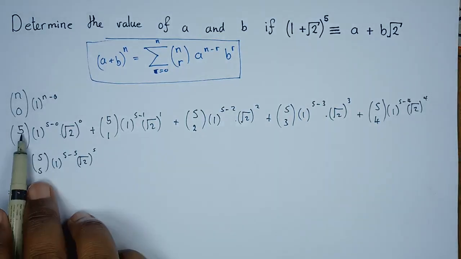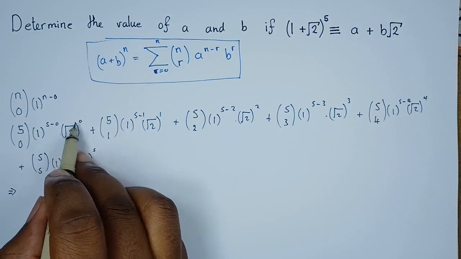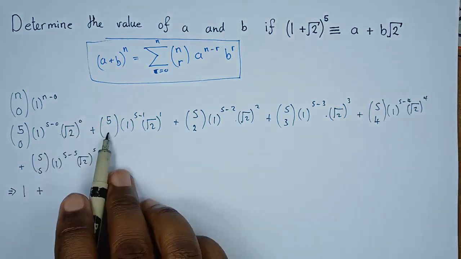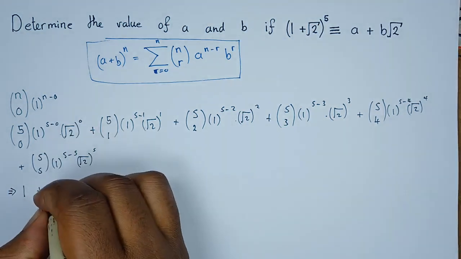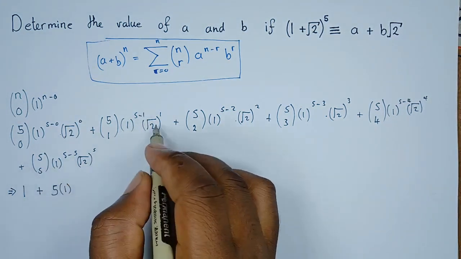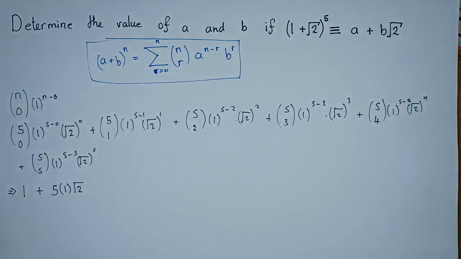So this implies that 5 combine 0 is 1. 1 to the power 5 is 1. This to the power 0 is 1. So everything here is just 1. Plus, what do we have here? 5 combine 1 is 5. 1 to the power that is just 1. This is the root of 2.